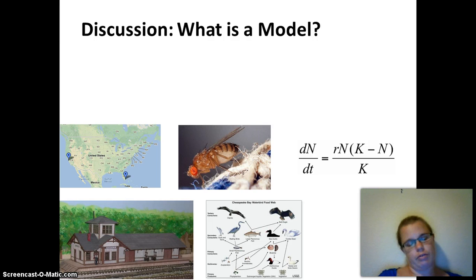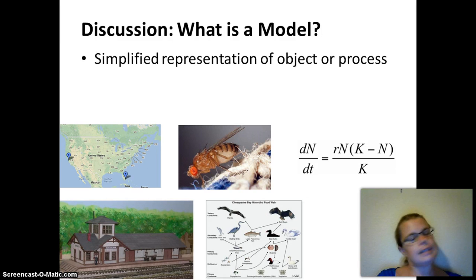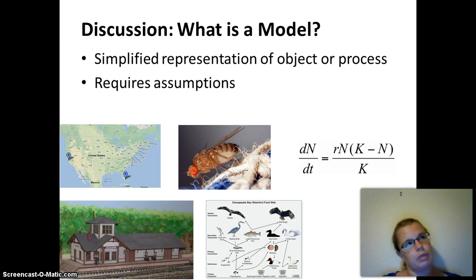So what I think of when I use the term model is that it's a simplified representation of an object or a process. So this isn't everything about geographical space, it's just the most important things. Drosophila obviously doesn't have everything humans have, but it has enough in common that it's useful. It's just simpler. Same for all of these things. It's a simplified representation of an object or a process. And in order to simplify, we have to make some assumptions about what's important and what's not important, what can be simpler.